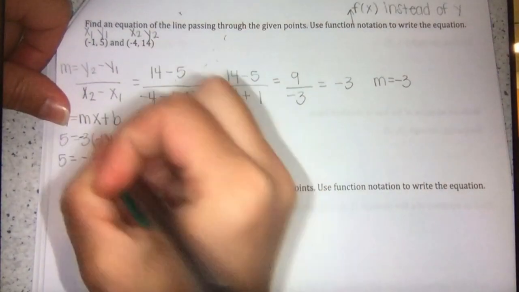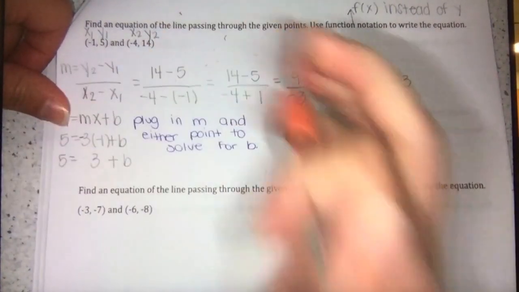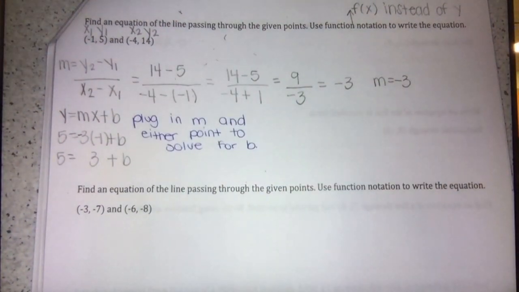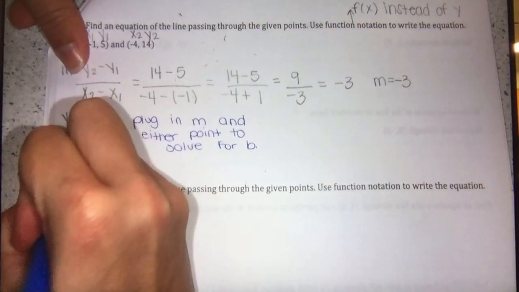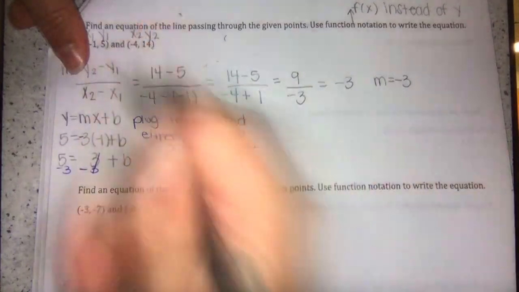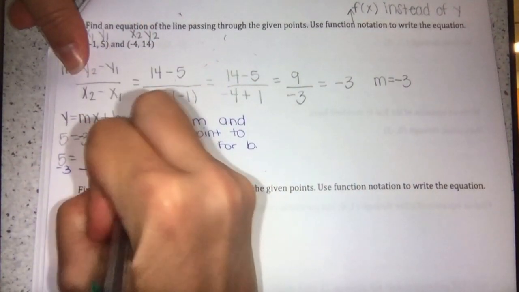So now -3 times +1 is +3. Thank you for stopping me before I got too far. So -3 times -1 is +3. Here we go. Thank you again. So 5 equals 3 plus b. Solving for b, I can subtract 3 from both sides. And we get 2 equals b.